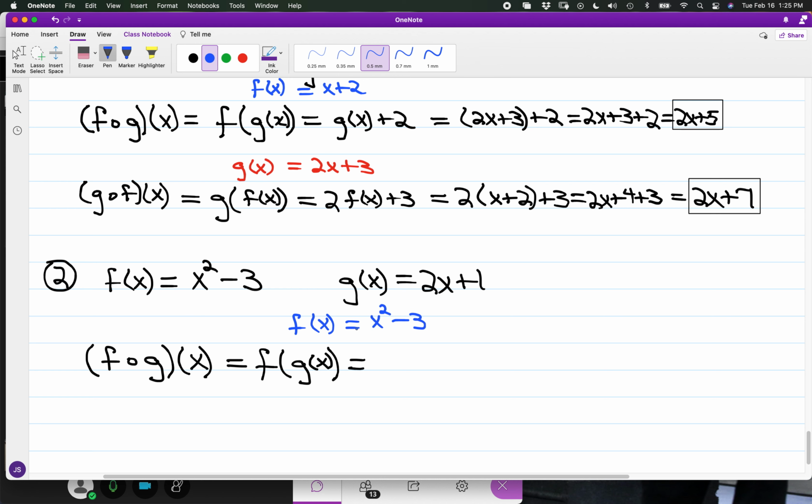So again, f of the input is equal to the square of the input minus 3. And I tell you what, I'm just going to work down. Okay, so I'm looking at the square of g of x. Well, what is g of x? G of x is going to be 2x plus 1.